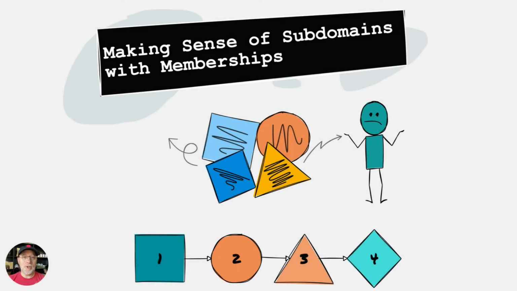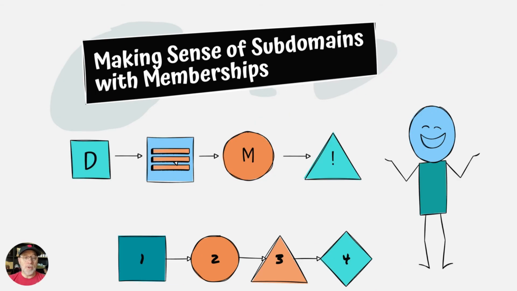And that's it. You now have made sense of subdomains with memberships. Hopefully, instead of being confused, you're happy. You know that a domain, the drop down, you know what to put in there, memberships, and you are happy about creating your own membership in a few steps.